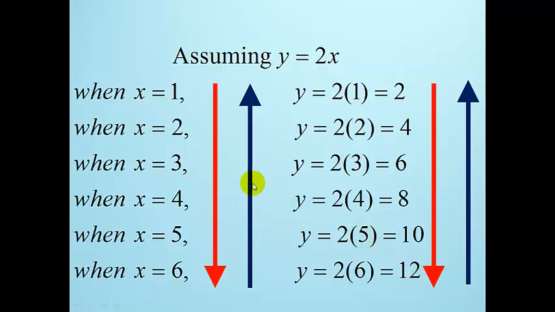Now let's look at the blue arrows. Also, as x decreases from 6 to 1, y also decreases from 12 to 2. This means that there is a direct variation between x and y. Why? Because as x increases from 1 to 6, y also increases from 2 to 12, and as x decreases from 6 to 1, y also decreases from 12 to 2. That means that there is a direct variation between x and y.